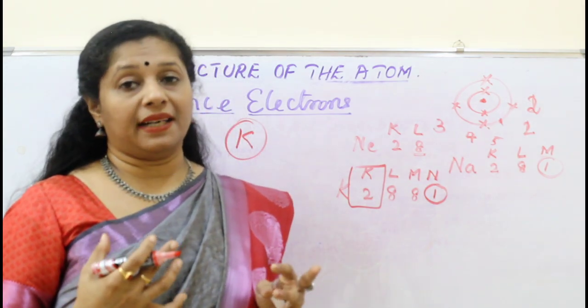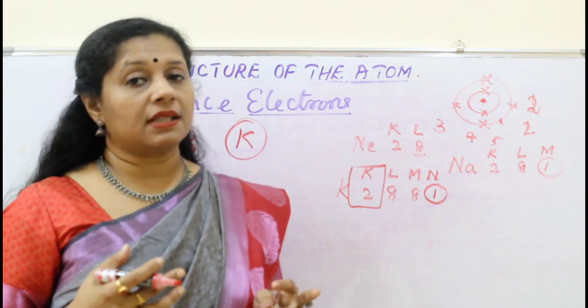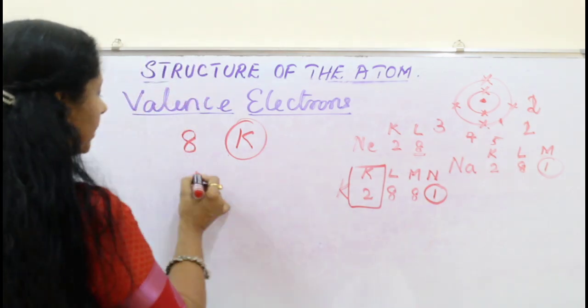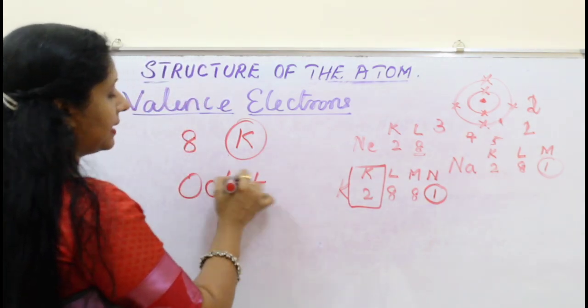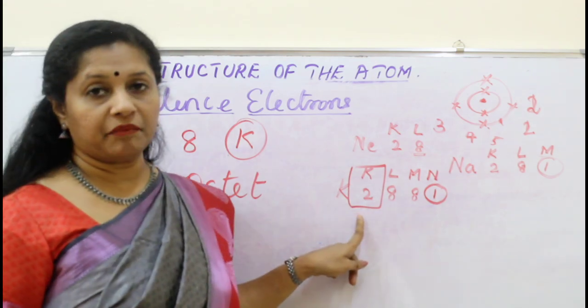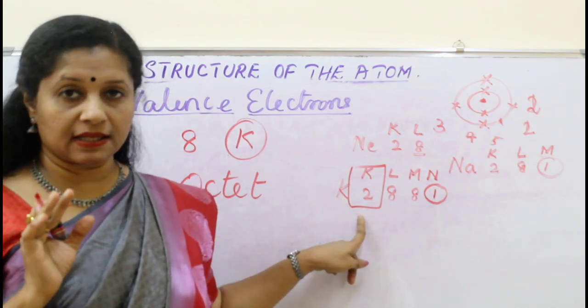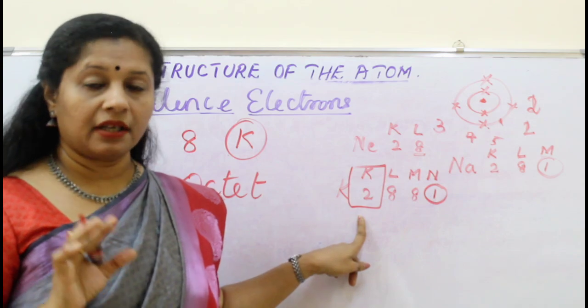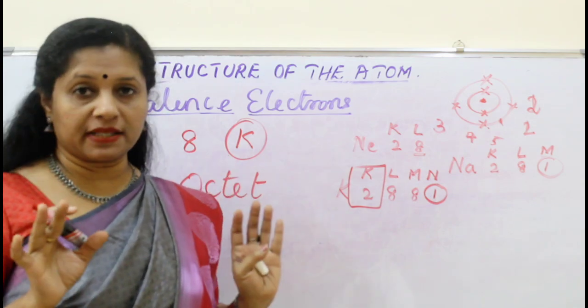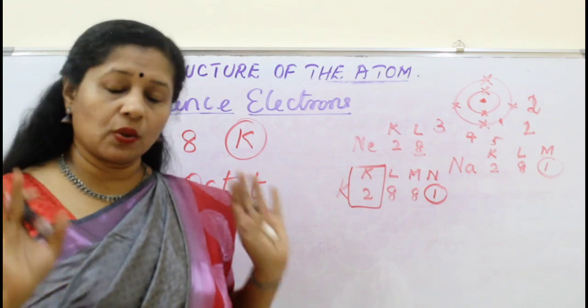Every atom has an ambition. What is it? To make the outermost shell 8. That is called the octet. Making the octet is the dream of every atom. But except for helium, because for helium the outermost is K. How much can it have? It can have only 2 maximum. So it is happy. 2 possible, all 2 are there, so it's happy.